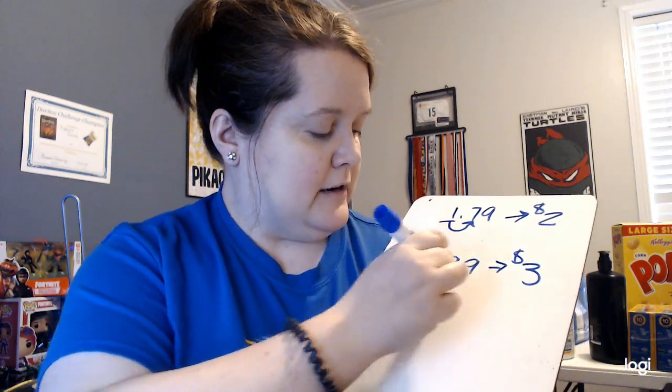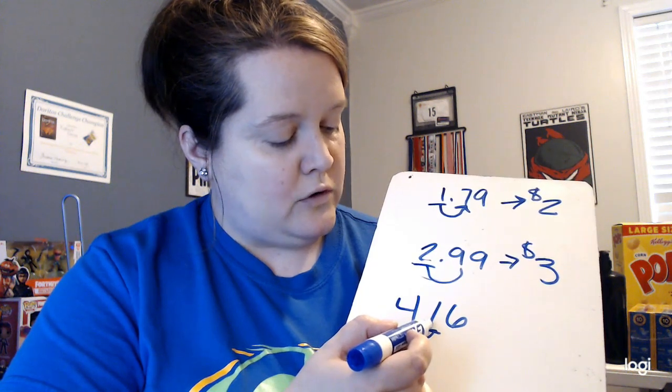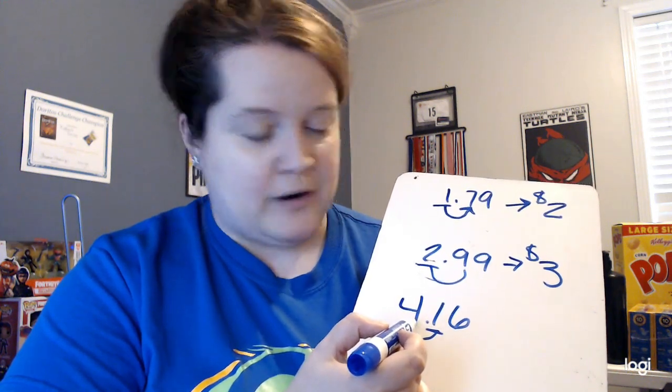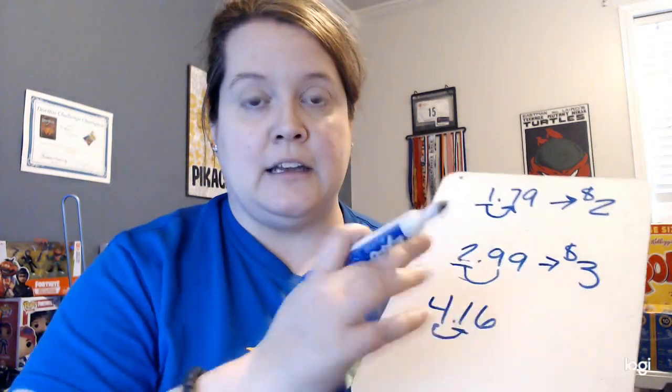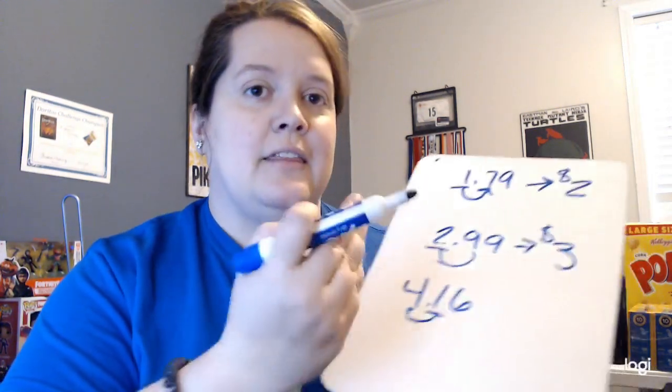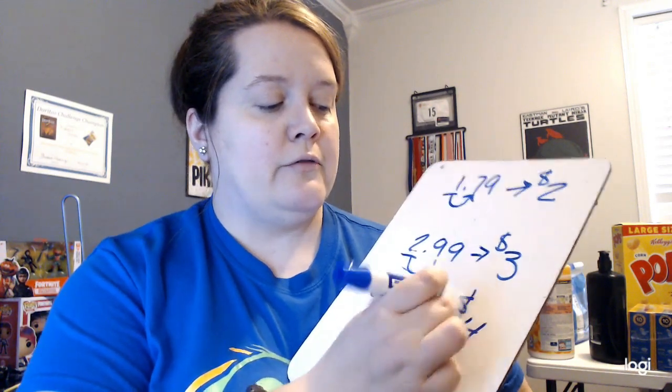Let's see. Whoopsie. I should have drawn my line here like that. Sorry. Rounding to the nearest dollar, the 1 is not going to round the 4 up. If I was to draw a number line, it's closer to $4 than it is to 5. So this one actually would round to 4.